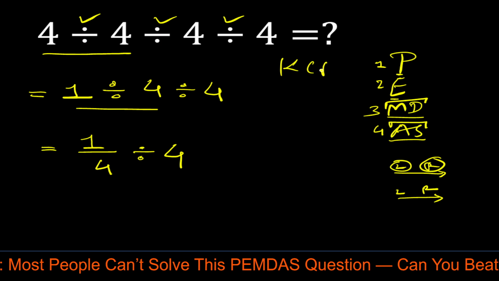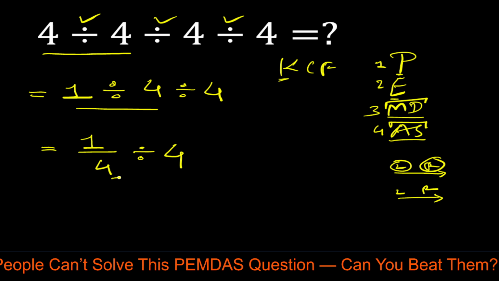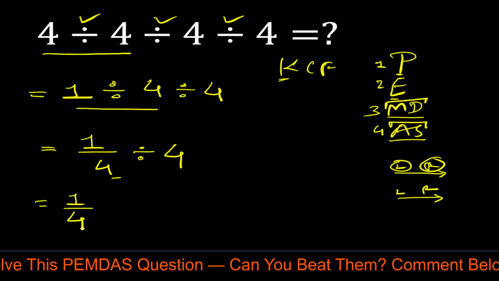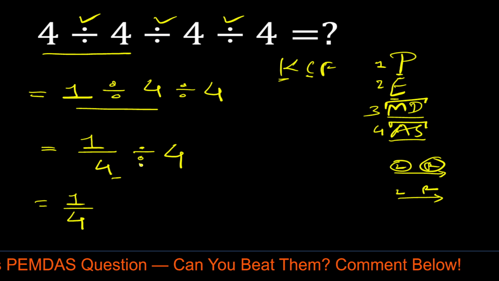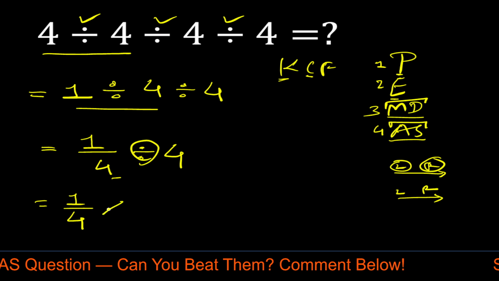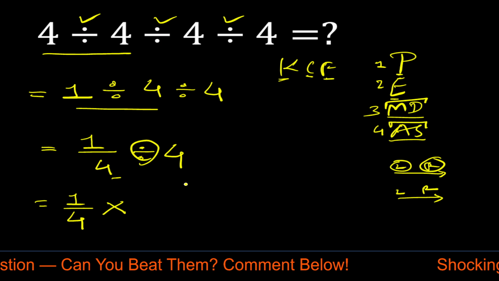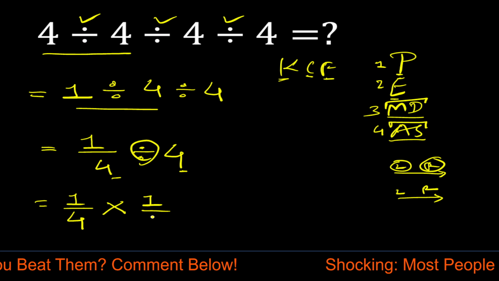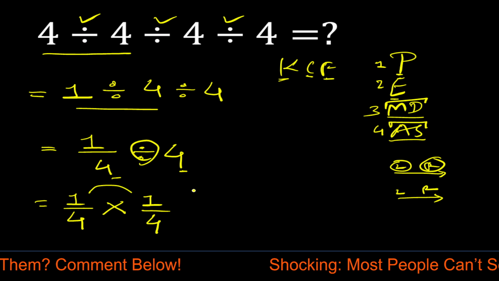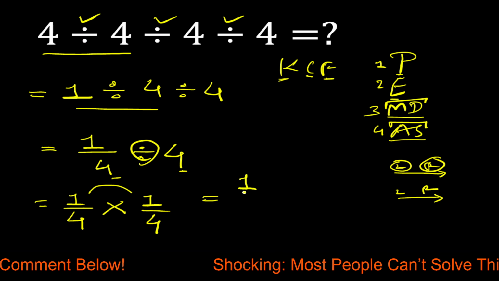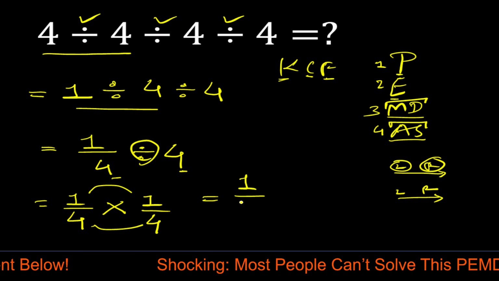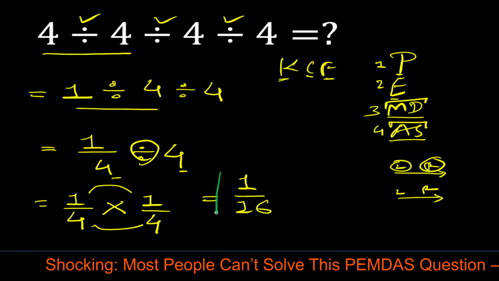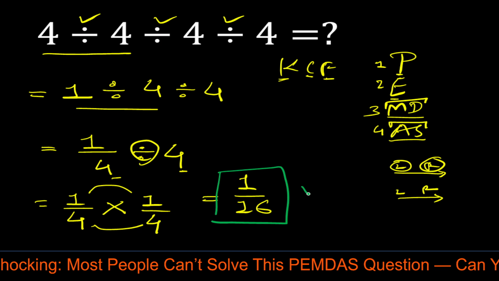Now according to the KCF rule, K means keep this first fraction 1 upon 4 as it is same. Then C means change this sign from division to multiplication, and F means flip this second 4, so it is equal to 1 upon 4, right? Now 1 times 1 is equal to 1 and 4 times 4 is equal to 16. So the correct answer is 1 upon 16, right?